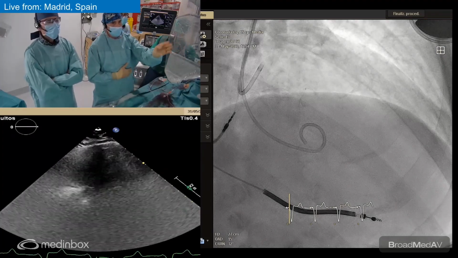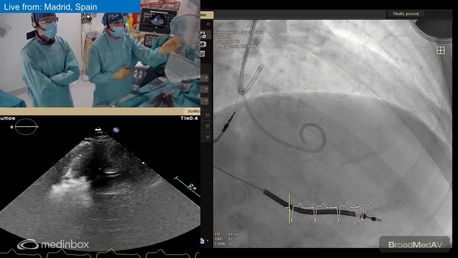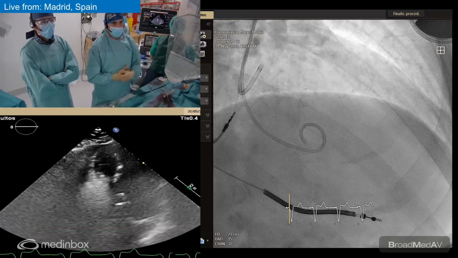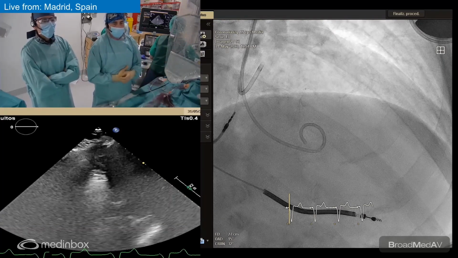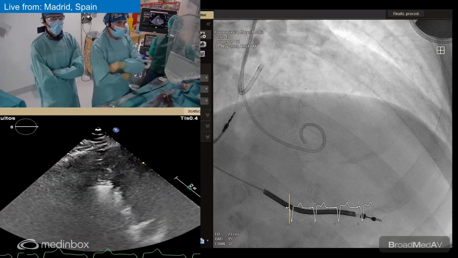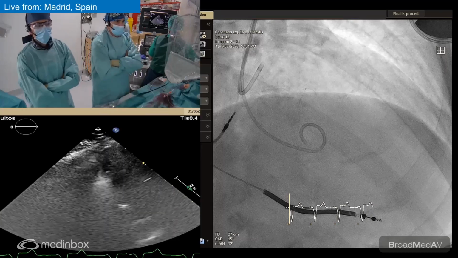But I think that with a small necrosis, maybe in the follow-up we can obtain a good result. A successful result, yeah. It's a big area. I think we need to wait for remodeling.